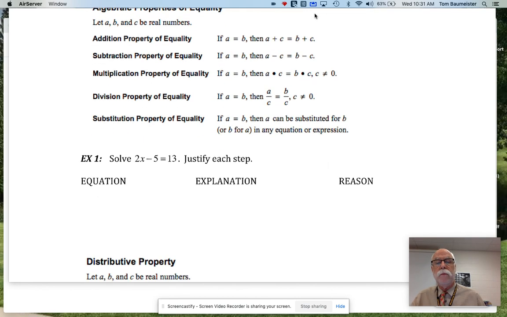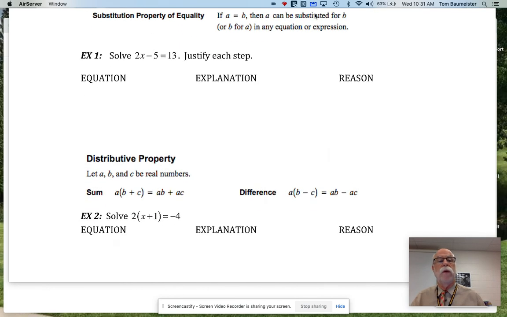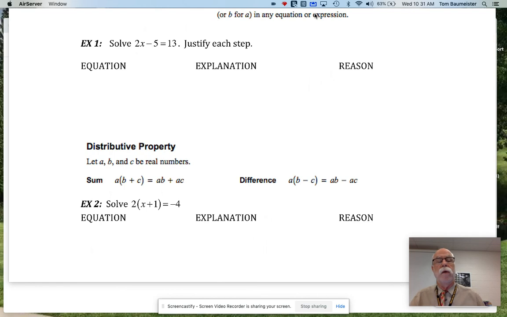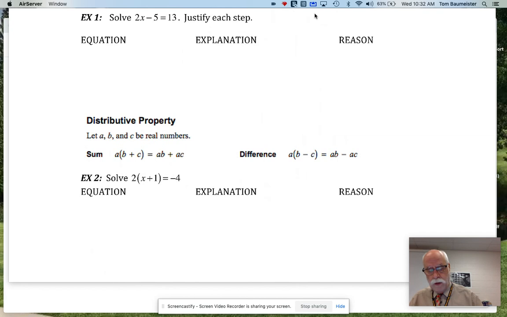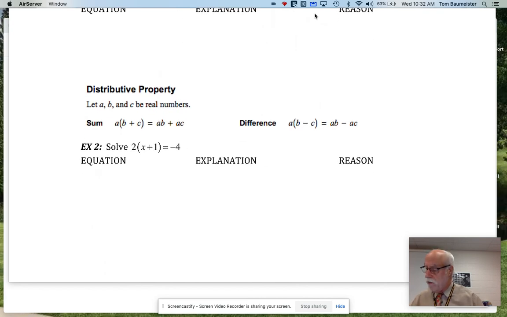Let's go ahead and start with our first example. We've done these before in algebra, but now we're looking at the reason, the equation, and the explanation. Eventually we're going to call this column justification, and it will have the reasons. We're going to start making two-column proofs probably near the end of this section, or maybe next section, so once we see that, it'll make our life a little easier.